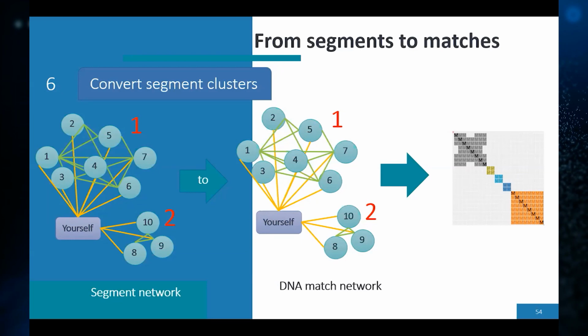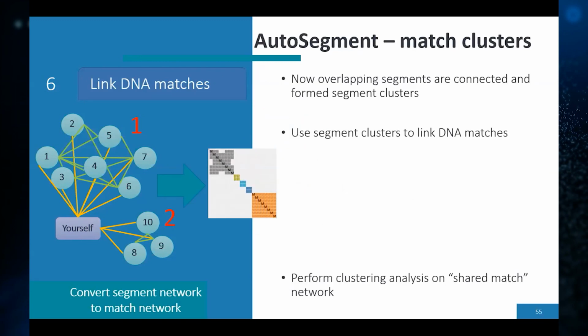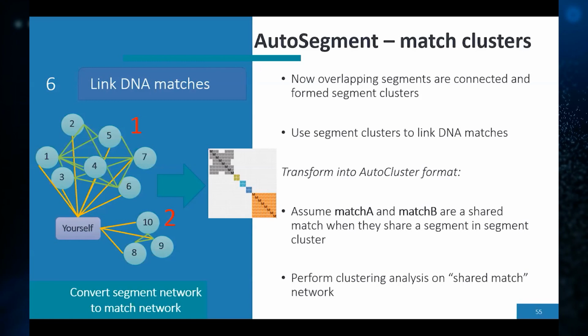We take the DNA match data, so the segment data, and try to find the DNA matches underneath, and we try to come up with a regular clustering. And this is how it works. So we use the segment clusters to link DNA matches and to actually transform them into an AutoCluster format. So we assume that a match A and B are a shared match if they have a shared segment. Does that make sense? Yes.